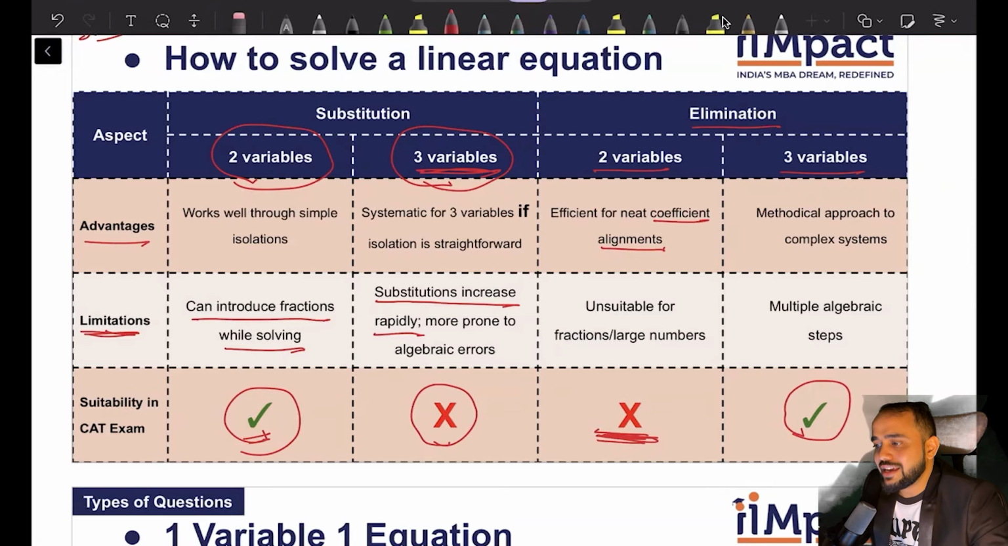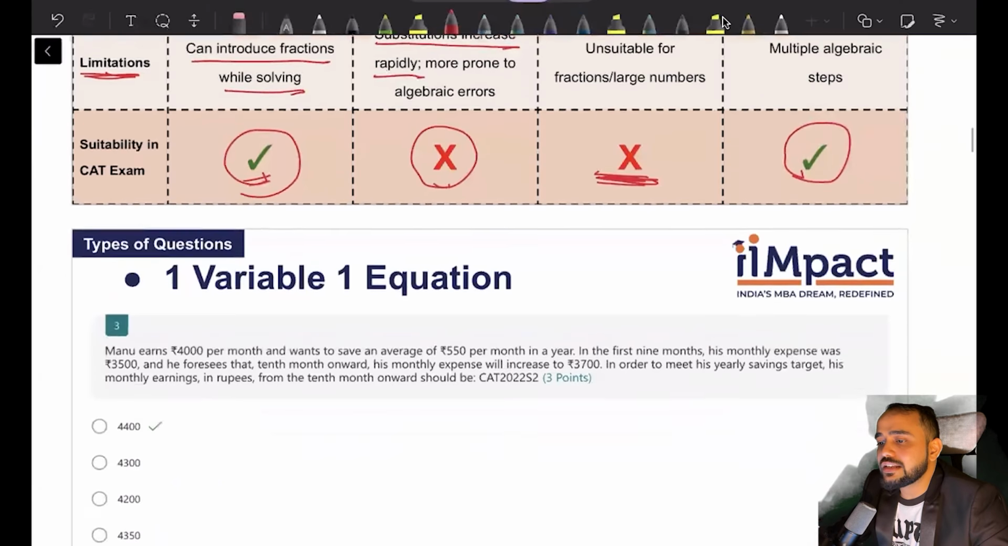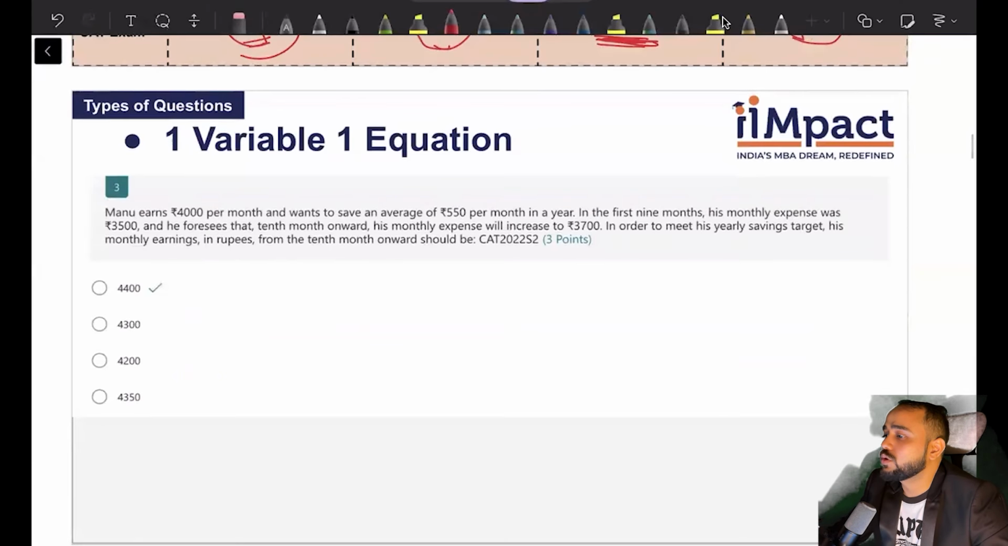All of this to say, this actual step of solving is not even the real issue that is going to come up in CAT. The real issue is going to be in setting up the equation, because CAT is going to ask you word problems on this. You would rarely find a linear equation given to you in a standalone format. You will have to make your equation. So with that, let us proceed to this one variable, one equation type of question.